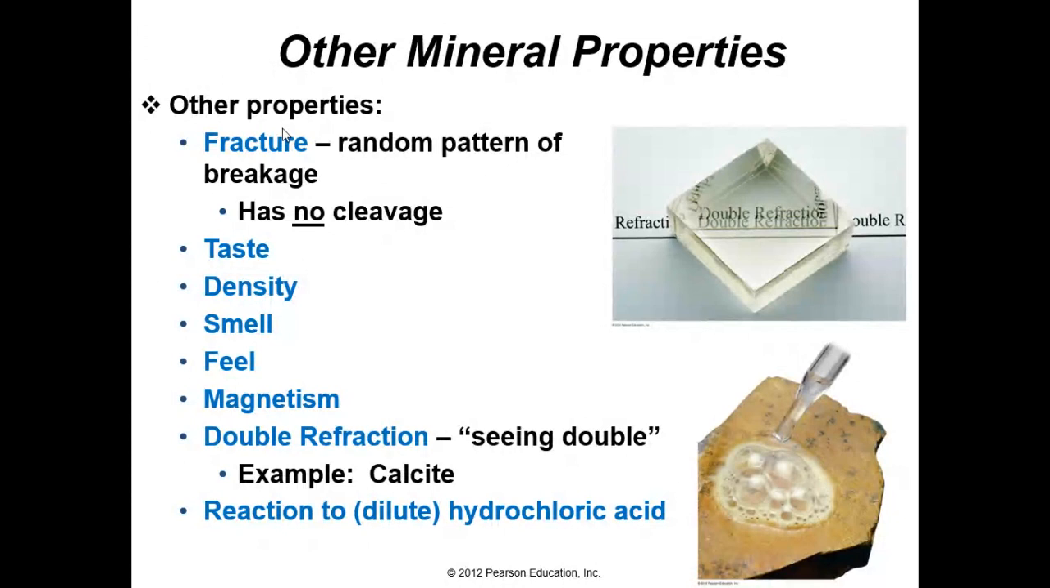Magnetism. There are a couple of minerals that are actually magnetic because they contain a substantial amount of iron. Magnetite is an example, hence the term magnet. With magnetite, most often you can get a magnet to attract to it. It really depends on how much iron is in it.